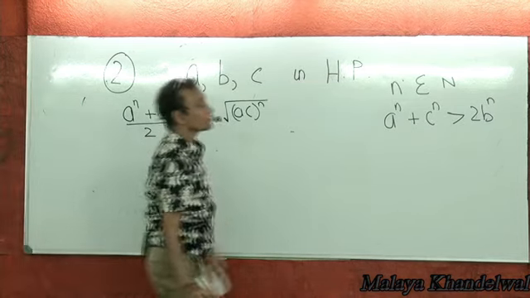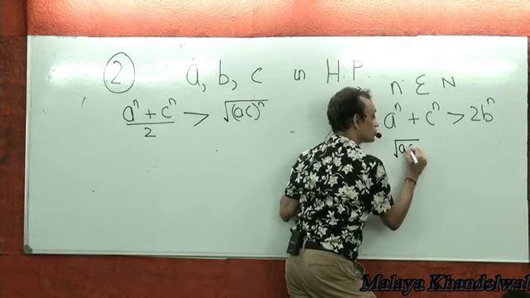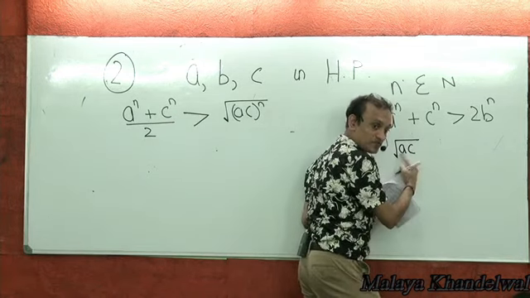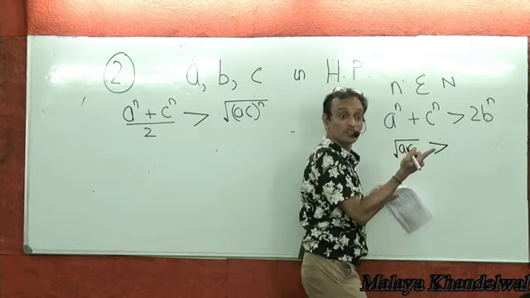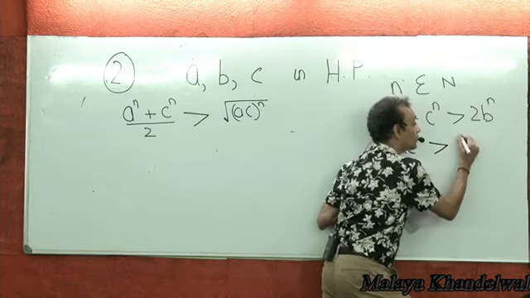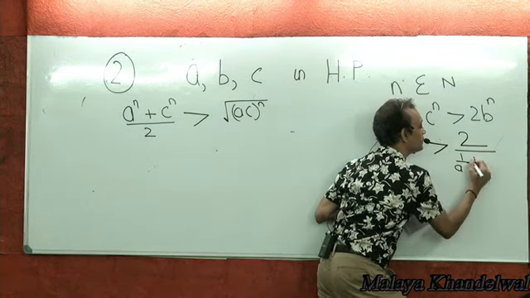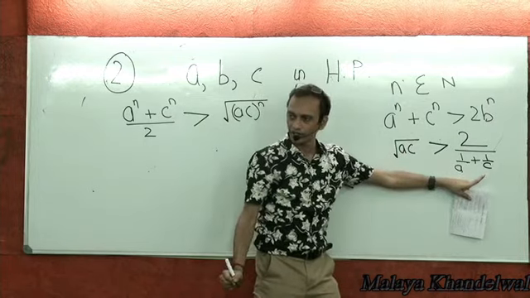Now, the geometric mean of two numbers, if they are unequal and positive, will be greater than the harmonic mean of these numbers. What's the harmonic mean of these numbers? 2 divided by 1 by A plus 1 by C. That's the harmonic mean of these numbers. Geometric mean greater than harmonic mean.